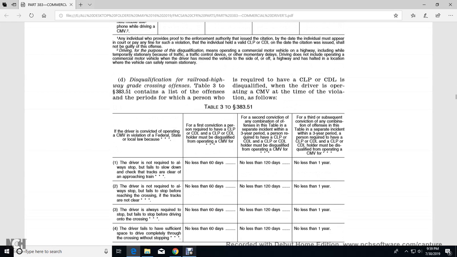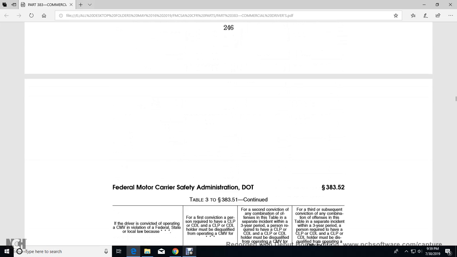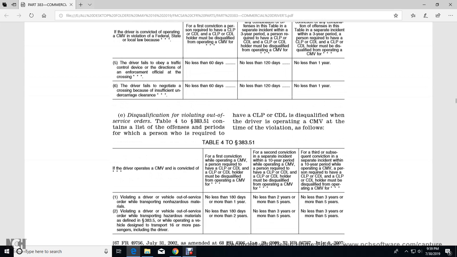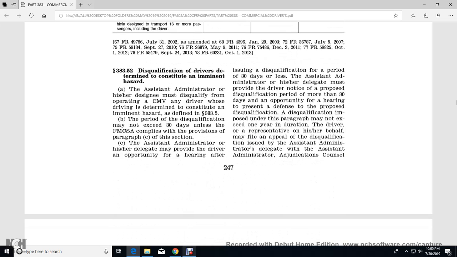Disqualification for railroad-highway grade crossing violations: table 3 to 383.51 contains a list of offenses and periods for which a person required to have a commercial learner's permit or commercial driver license is disqualified, when the driver is operating a commercial motor vehicle at the time of the violation. Disqualification for violation of out-of-service orders: table 4 to 383.51 contains a list of offenses and periods for which a person required to have a commercial learner's permit or commercial driver license is disqualified, when the driver is operating a commercial motor vehicle at the time of the violation.